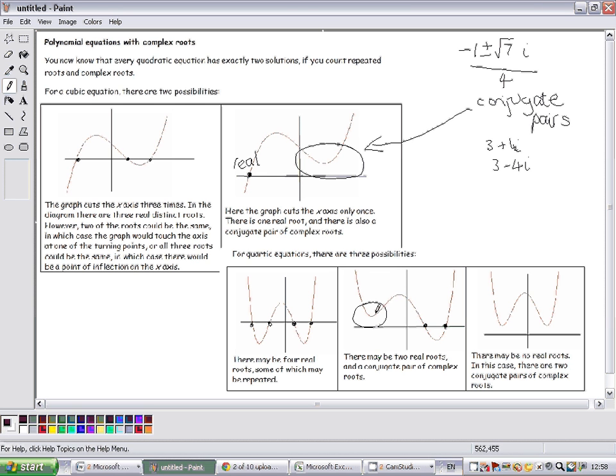Or you could have no real roots at all, in which case you'd have 2 conjugate pairs. So you'd have, say, 3 plus 4i and 3 minus 4i, and then another pair as well. So you'd have 4 complex roots in 2 conjugate pairs. So these are the sorts of things that we're going to be looking at in the next few examples. You'll be pleased to know that we don't go above power 4.